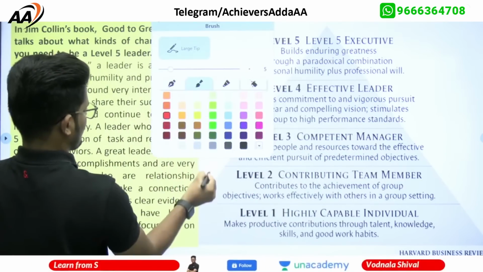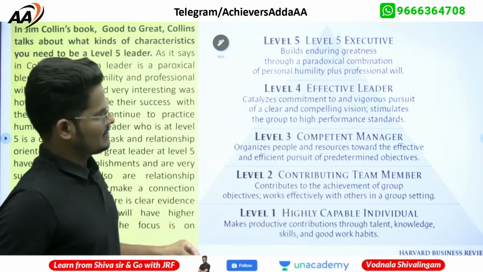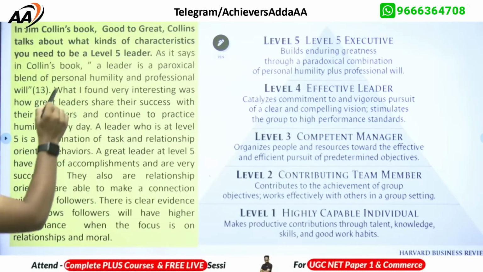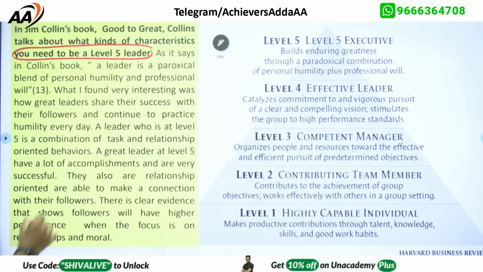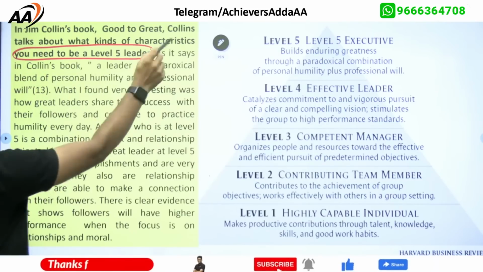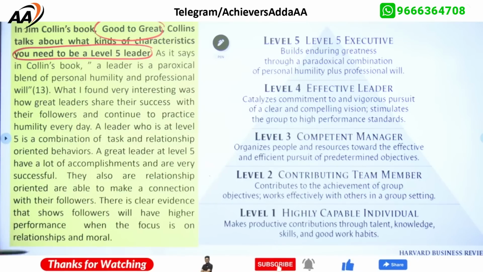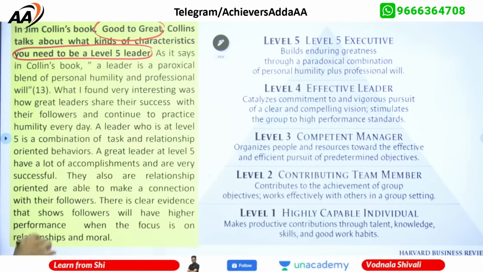Next, Jim Collins. As per Jim Collins, there are 5 levels of an individual, I will say. So 5 characteristics, 5 levels of a leader. Jim Collins in the book Good to Great. Good to Great is the book name, and Collins is the author who wrote this book. He pointed out what kinds of characteristics you need to be a top leader.